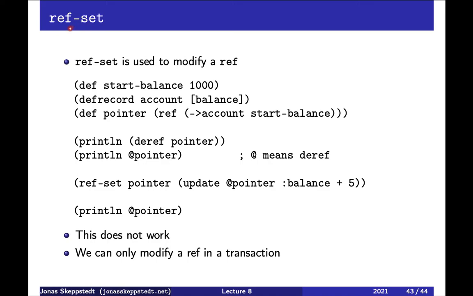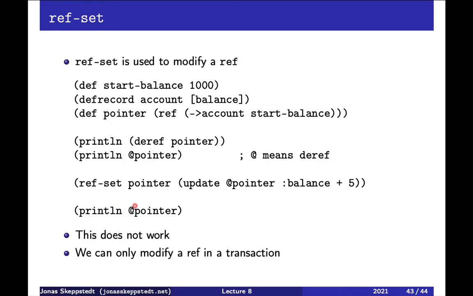Then we use the ref-set. So the beginning here is the same, and what we can try to do now is to use ref-set to say that pointer should point at the newly created object. And this newly created object will have, if it had succeeded, would have the value 1005. But this doesn't work. And the reason is that we are only allowed to use the ref-set within a transaction. And there is no transaction here.